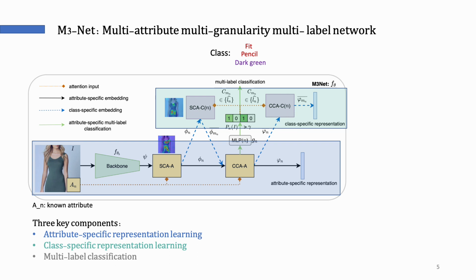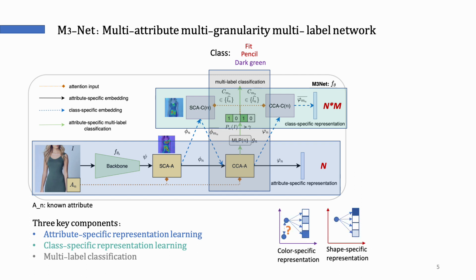So taking the M3net, if we have n attributes and m classes per attribute, we will learn n attribute-specific representations and n by m class-specific representations, which is actually very costly. To solve this problem, we incorporate a multi-label classification to help the class-level learning only focus on highly possible classes. For attribute-level learning, because we cannot discriminate the distance between representations due to the issue of granularity, we fine-tune the representations with the loss of multi-label classification.